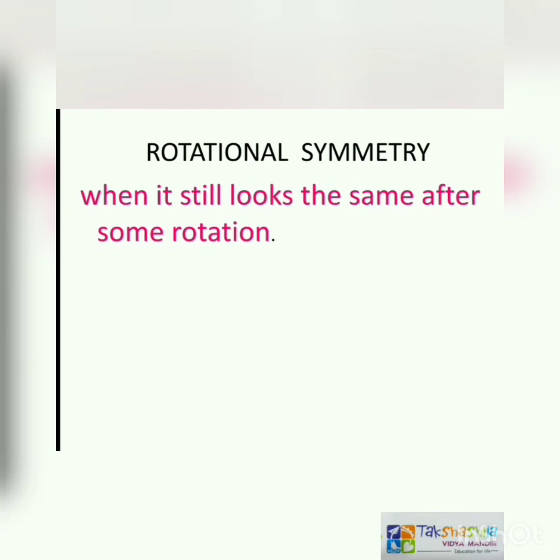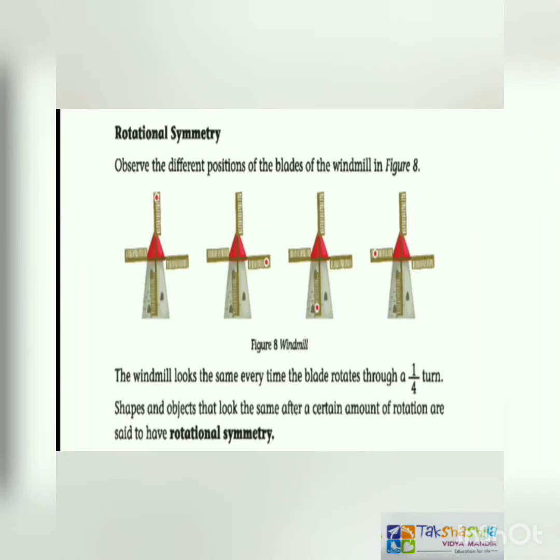The next type is rotational symmetry, when it still looks the same after some rotation. If you take any object or shape and rotate it, and you still get the same image, then it is called rotational symmetry. Now just take page number 45. Observe the different positions of the blades of the windmill, and here 4 blades are there. The windmill looks the same every time the blade rotates, so it is rotational symmetry. And here 4 blades are there, so by doing one rotation the image will not be changed, so it is a 1/4 turn of rotational symmetry.